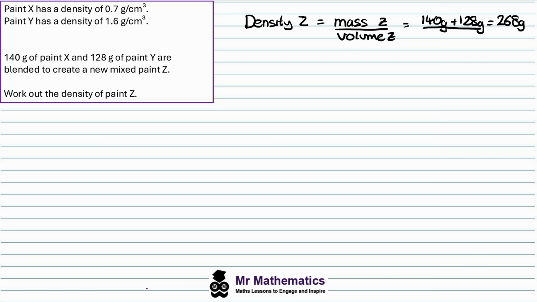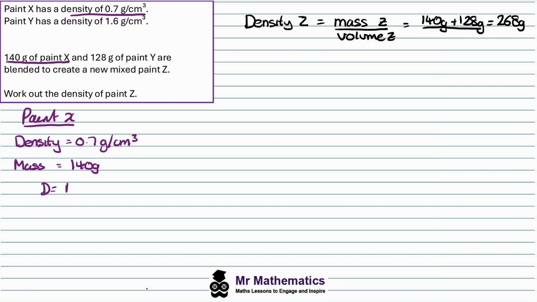So if we work out the volume of paint X and the volume of paint Y, and then add them together, we'll get the volume of paint Z. So for paint X, we know it has a density of 0.7 grams per centimeter cubed, and we're using a mass of 140 grams. And we know the density will be the mass divided by volume. So if we substitute these values into our equation, we'll get 0.7 is 140 divided by V. So if we move the V to the left-hand side, and then divide both sides by the 0.7, we'll get a volume of 200 centimeters cubed.